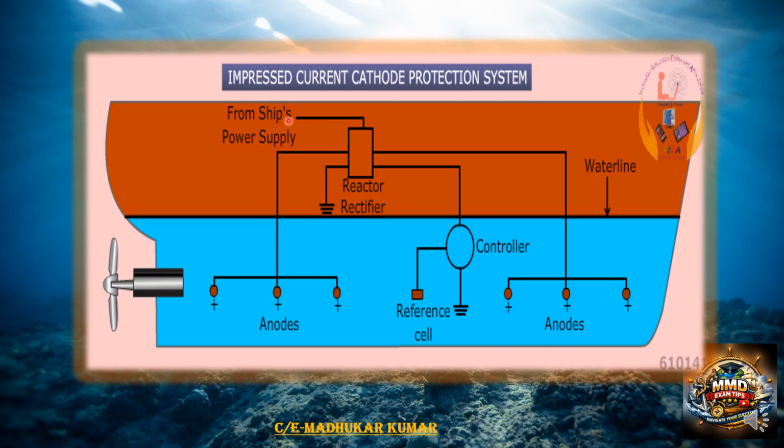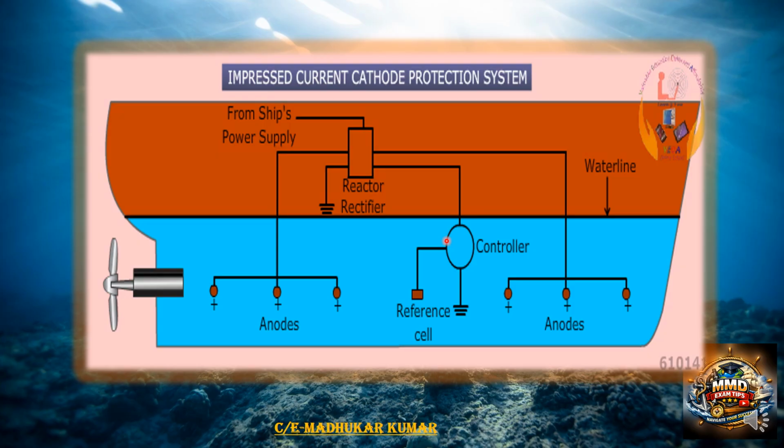And here this is your complete controller unit. So here you can see from the ship's AC supply, the power is coming to the power supply, and as per the requirement, it is going to be supplied to all the anodes. What happens here, we have the reference cell. This reference cell is going to measure, as I have explained in the previous slide, the required electric potential, which is sent back to the controller.